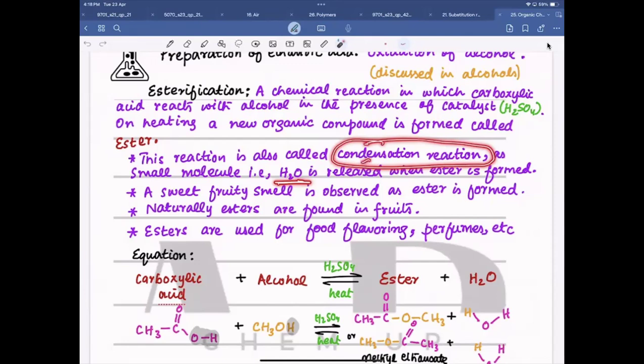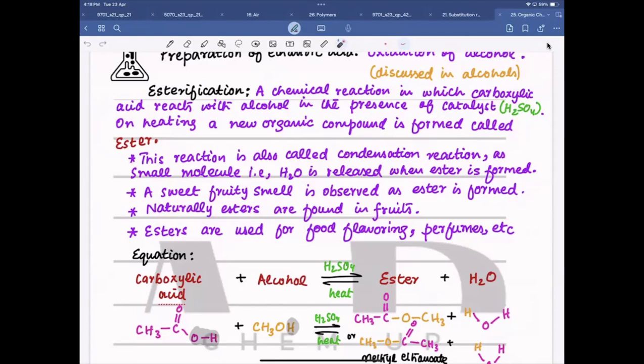Okay. Esters have a sweet fruity smell. So when the ester is formed in the reaction vessel where we are performing the reaction, we are going to observe a sweet fruity smell. And all the fruits have natural esters in them, and due to those esters, they have a very specific fruity smell. For example, if you cut a mango, you will feel a unique smell. In the same way, if you cut a watermelon, or any other fruit, you will get a specific smell.